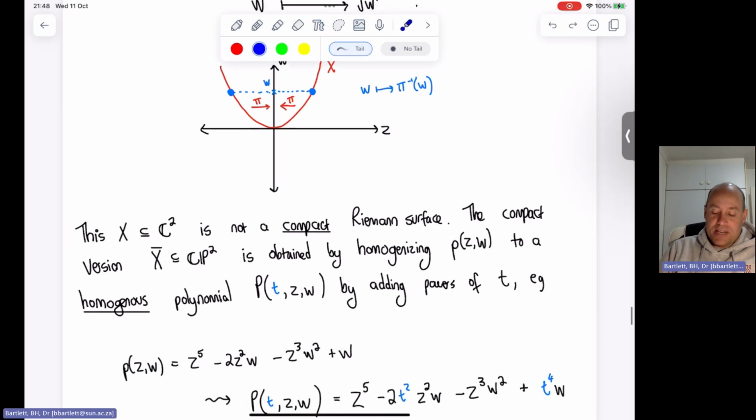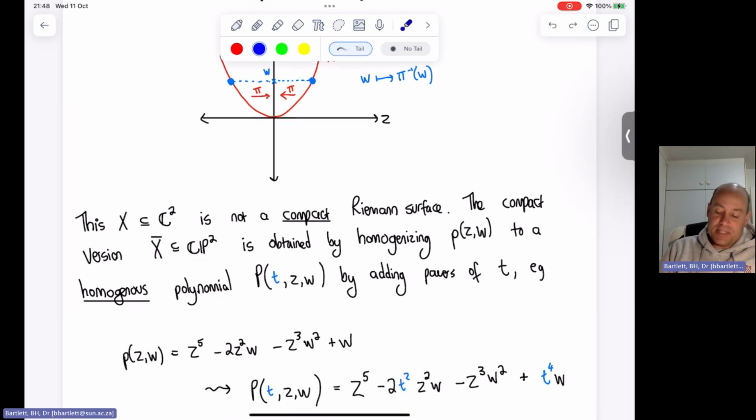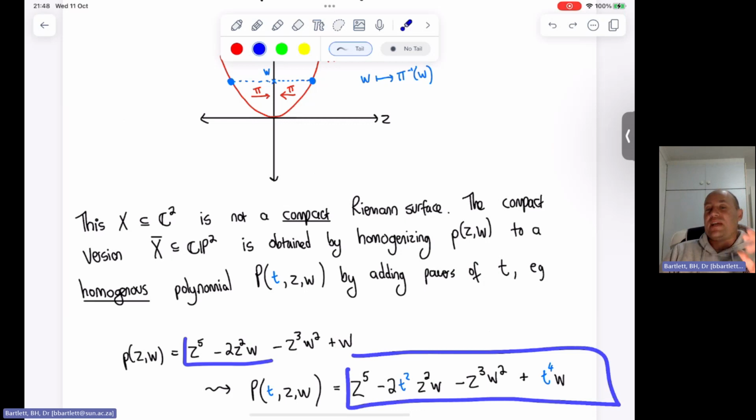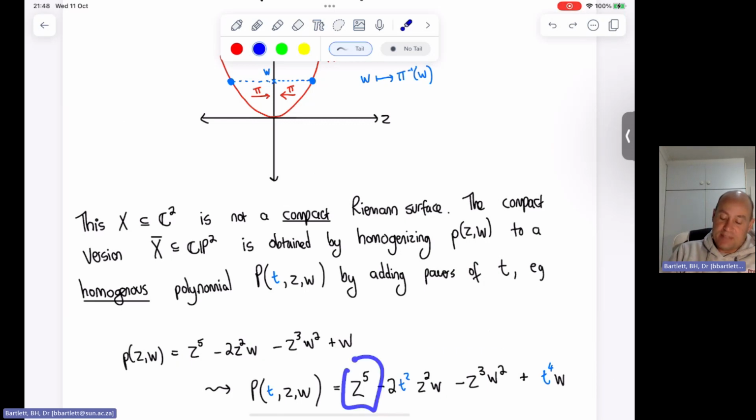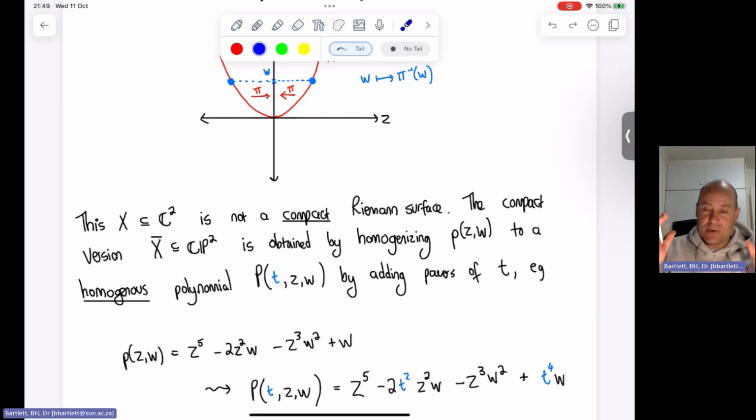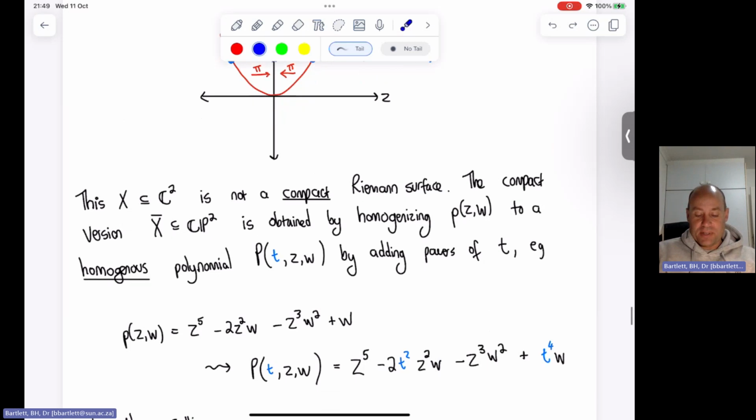Then I could homogenize that by adding a dummy variable t, and I just add powers of t to make sure that this new polynomial has got the same degree, which I can take to be 5, because that's the highest power that I had. So this guy didn't have degree 5, so I multiply him by a t squared. And similarly, this guy did have degree 5, so it is okay, but this guy didn't, so I multiply him by t to the 4. Okay, so there's this unique way you can homogenize your original polynomial.